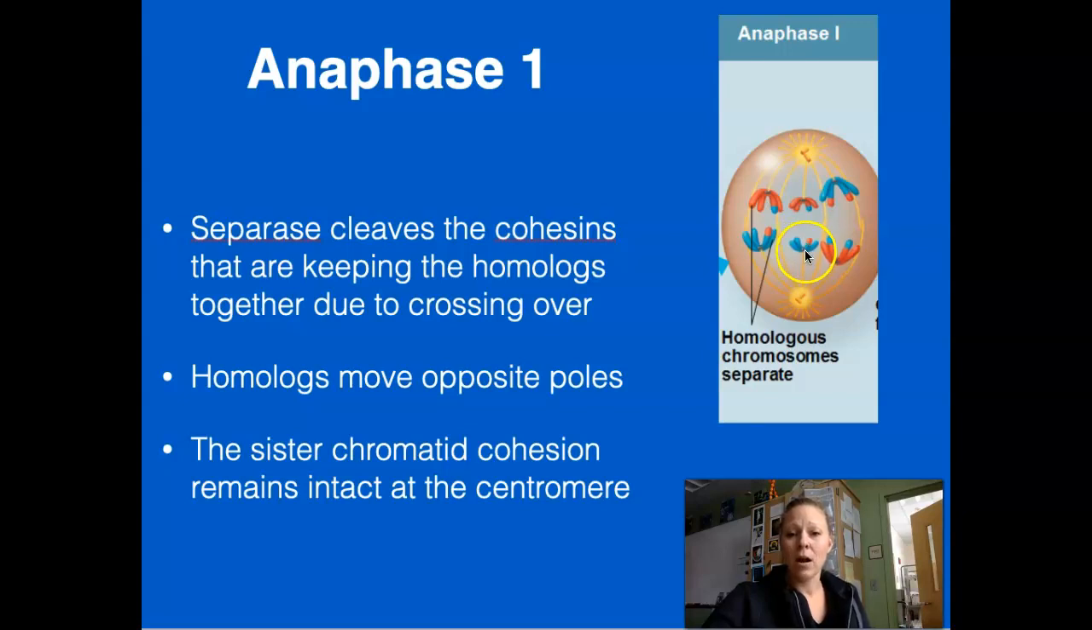So we're going to have sister chromatids that are not identical because of crossing over. We can see that this set of sister chromatids has a little bit of blue on one side and a little bit of red on the other side. So they are not identical, but they are still sister chromatids.